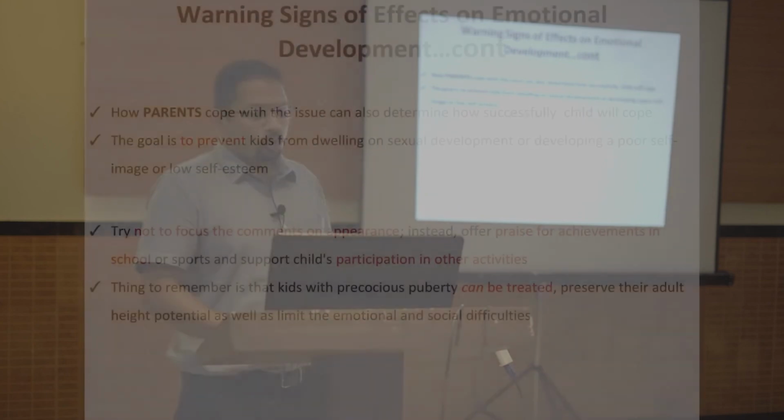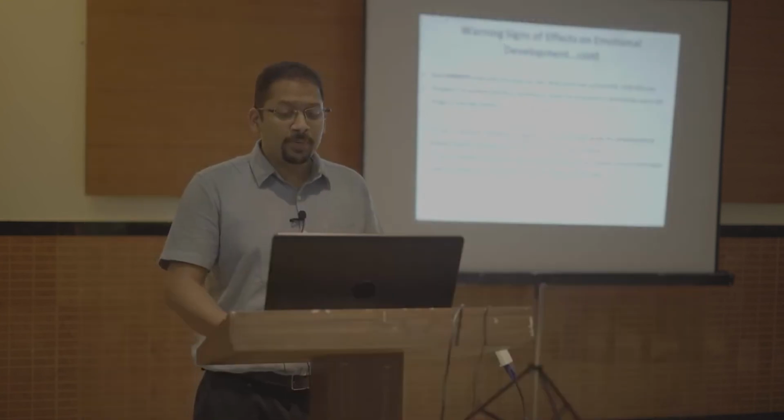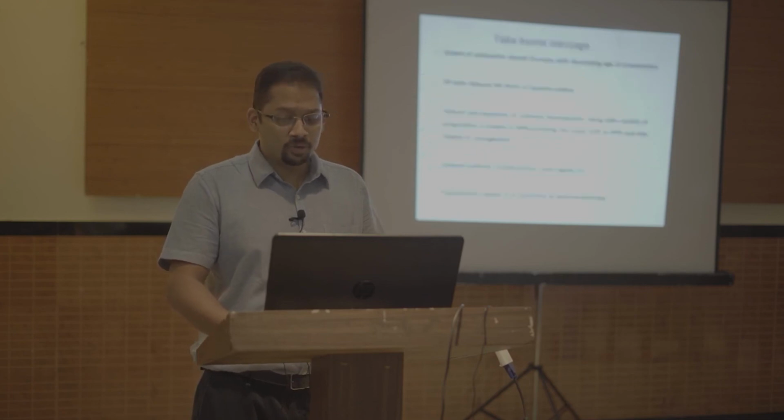How parents cope with the issue can also determine how successfully the child will cope. So the most important thing before starting treatment is that parents should be confident. The goal is to prevent kids from dwelling on sexual development or developing a poor self-image or low self-esteem. Try not to focus comments on appearance; instead, praise achievements in school or sports and the child's participation in other activities. Remember that kids with precocious puberty can be treated, preserving their adult health potential as well as limiting the emotional and social effects.